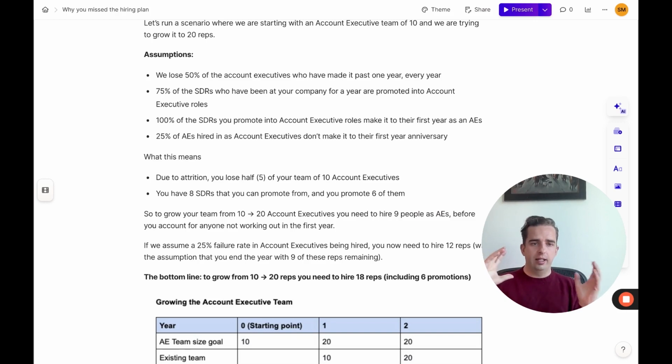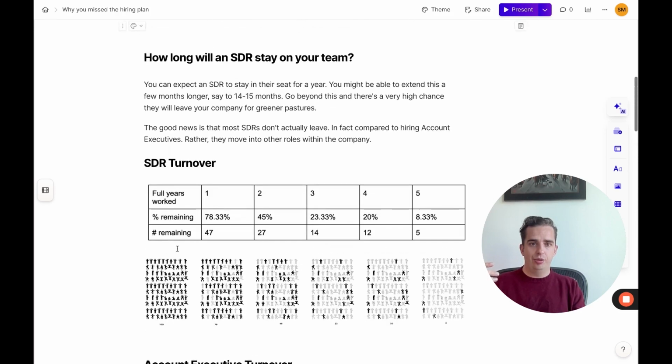And this is actually a number I'm pretty confident with. As I said, SDRs do tend to stick around so much longer than account executives, just in terms of the point in their career that you catch them at. And often those SDRs do go on to do very, very well as account executives. Actually, once we get into the 4 and 5 year time frame, these people do stick around.